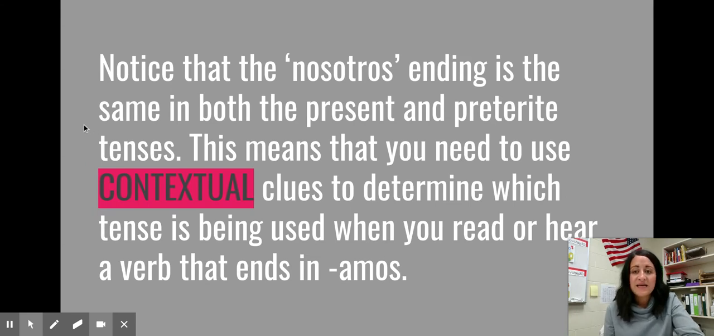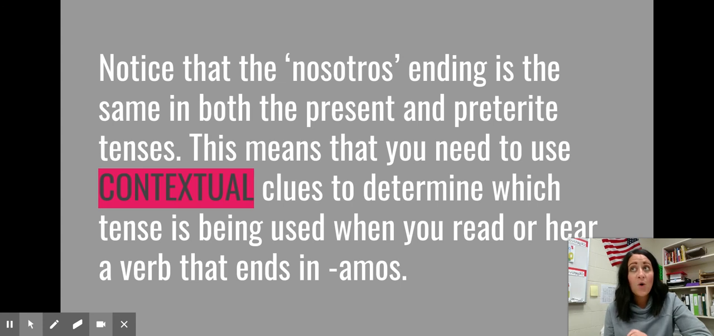Notice that the nosotros ending is the same in both the present and the preterite tense. So, well, how are we going to know the difference? You guys know the answer to that. We're going to use context. This means that you need to use contextual clues to determine which tense is being used when you read and hear a verb that ends in amos.